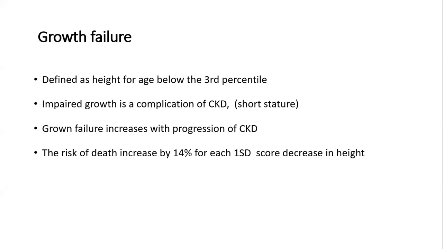Growth failure in children with chronic kidney disease is the most common sign you can see in children. It is defined by height for age below the 3rd percentile. Impaired growth is a complication of chronic kidney disease, manifested by short stature. Growth failure increases the progression of chronic kidney disease, and it increases mortality by 14%.